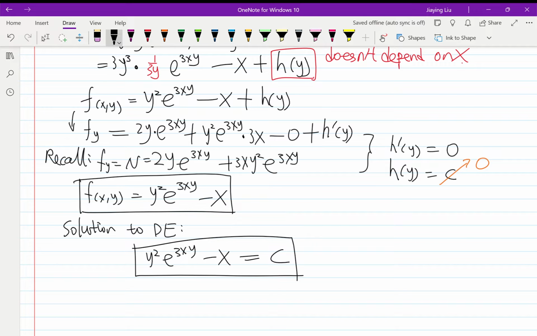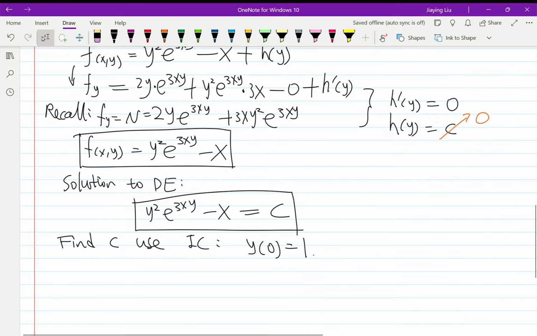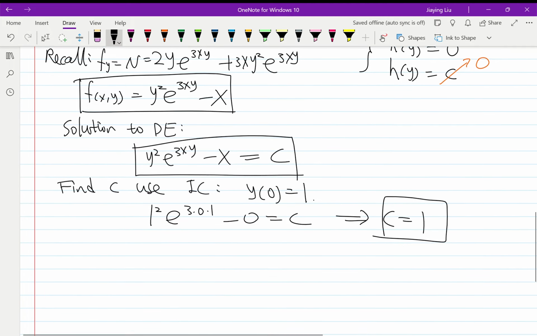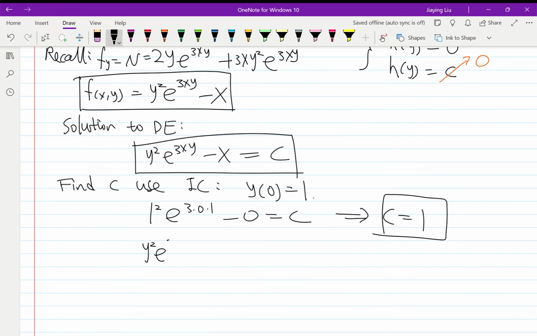So now we need to find C. We're going to use the initial condition that was given, which is y of 0 equals 1. So we put 0 for x and 1 for y. So we get 1 squared e to the 3 times 0 times 1 minus 0 equals c. It turns out that c equals 1. And then the final solution will be y squared e to the 3xy minus x equals 1.